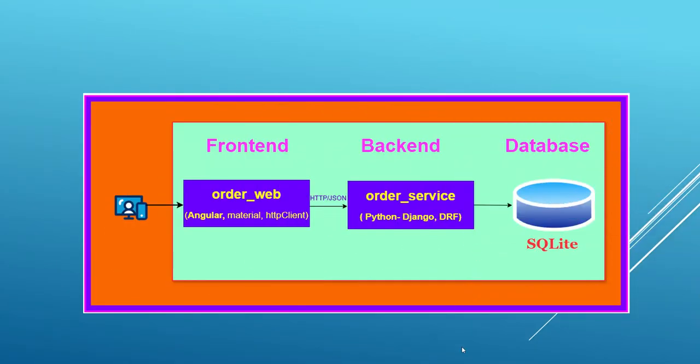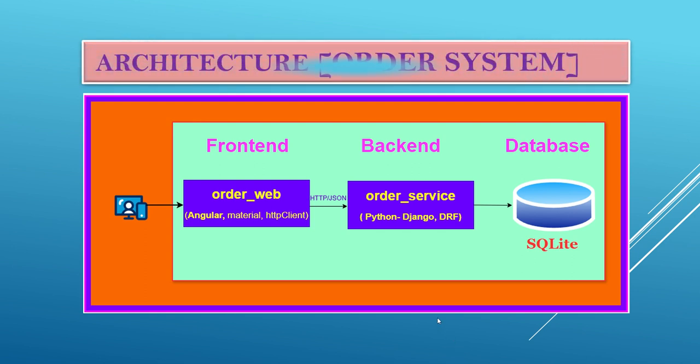So let us see the architecture part. This is the architecture wherein we are going to create an order system, and on the front end side we are going to create our order_web front end application using Angular 18, and it's a standalone application. In that we are going to use Angular Material as a library, and we are going to use the HTTP client provider to connect with our backend REST APIs. Okay, so this is about the front end technology.